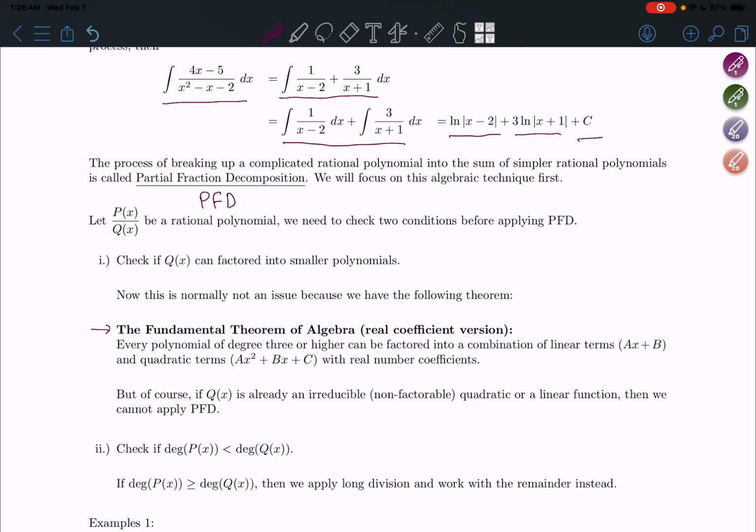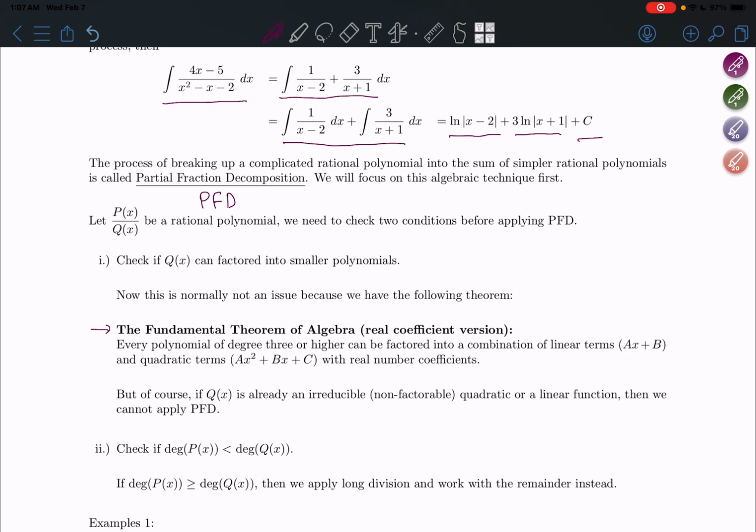In some sense, that means in terms of real coefficient polynomials, so no complex numbers involved, the quadratics and linear functions are essentially the building blocks of every possible polynomial. So anything degree 3 or higher can be factored into degree 2s or degree 1s, guaranteed, even though the factoring is difficult. Okay, it is guaranteed.